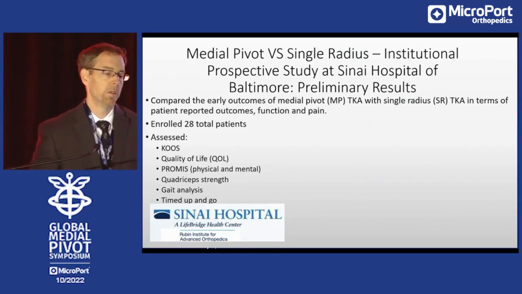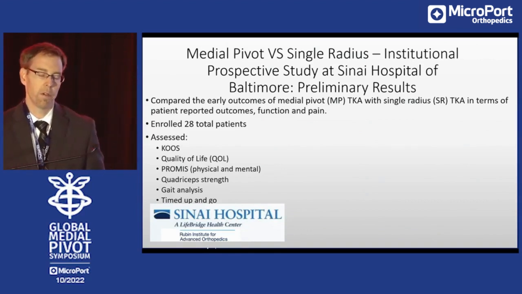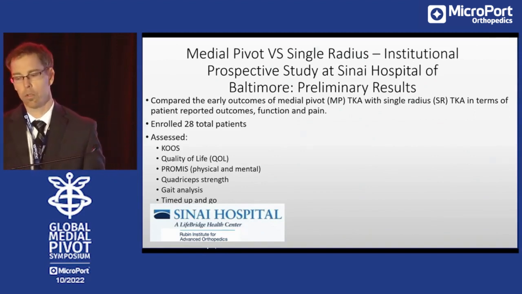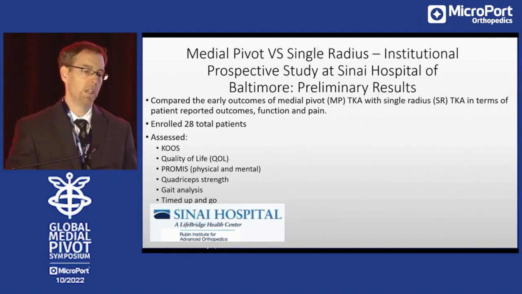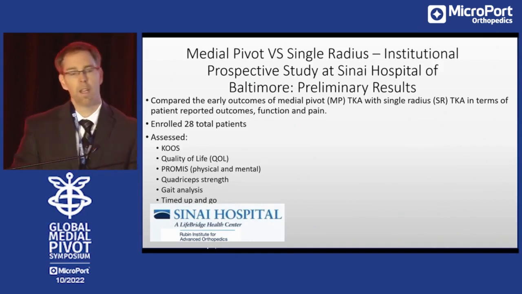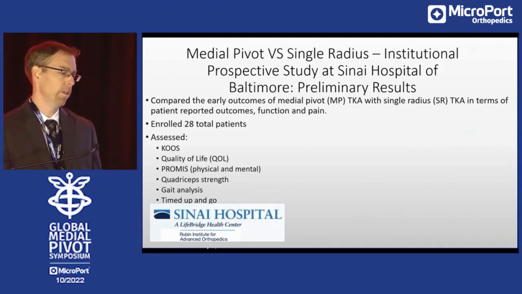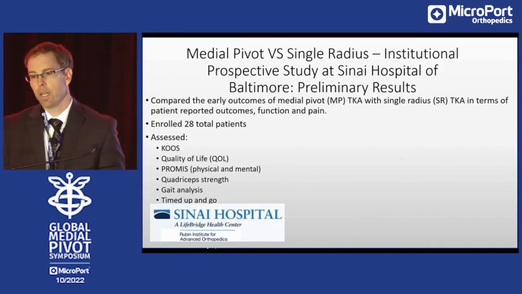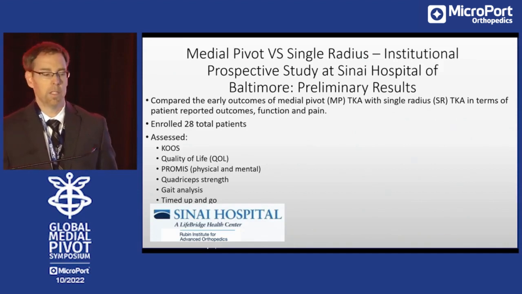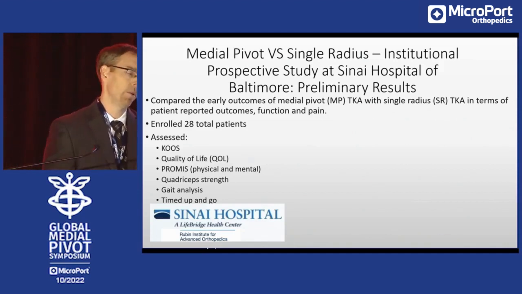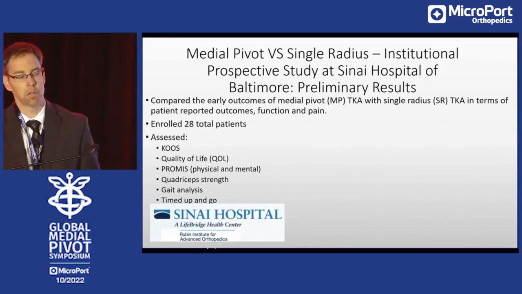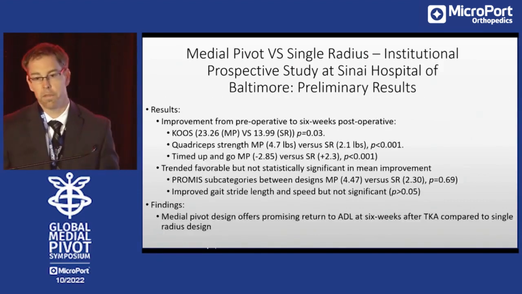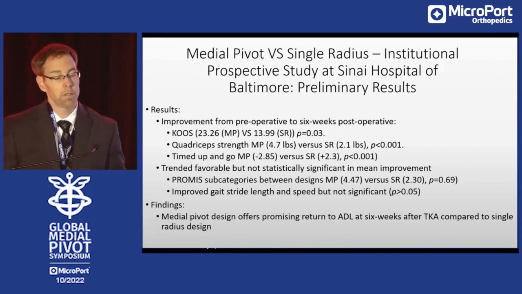So what we wanted to do, we're about 33 patients into it now, is just compare apples to apples. So we looked at a single radius CR Triathlon knee with a CS insert and compared that to a medial pivot Microport CS insert. We wanted to make it objective, and we have one of the only gait labs on the East Coast, so we have a full gait lab. We did our gait lab analysis. We did all the functional scores, range of motion, and what we saw here is that there was favoritism towards the medial pivot.